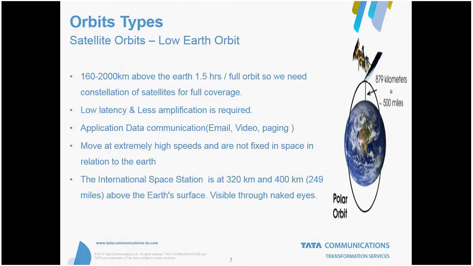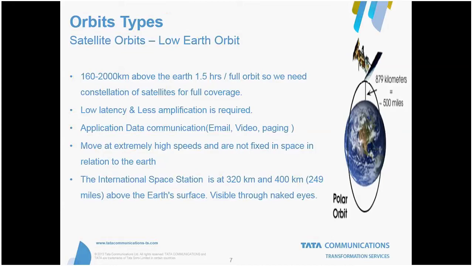Now, there are three different types of orbit: LEO, MEO, and GEO. LEO stands for low Earth orbit. When we say a satellite is in LEO, it means the satellite lies somewhere around 160 to 2000 kilometers above the Earth's surface. As the satellite is close to the Earth, it travels at a very high speed of 28,000 kilometers per hour, and the time taken is 90 minutes to orbit the entire Earth.